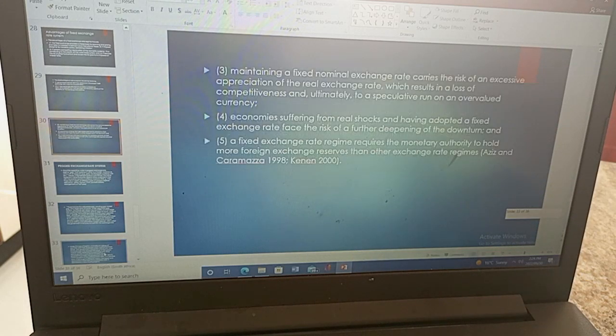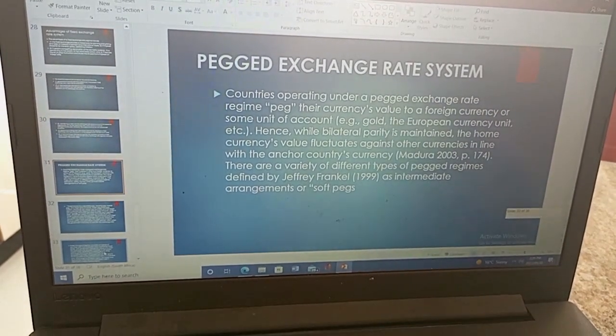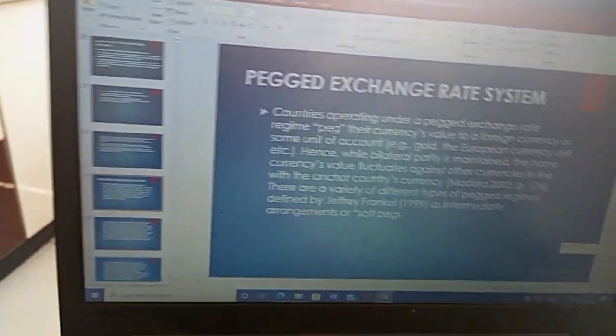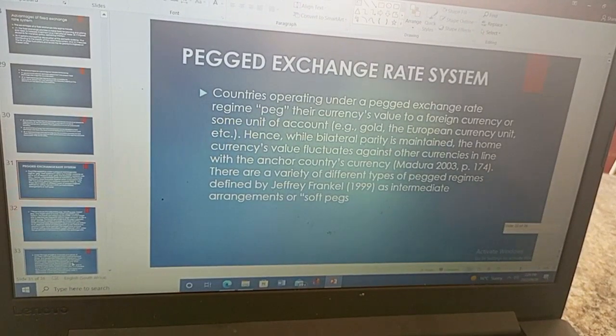Now, we're looking at pegged exchange rate system. What is a pegged exchange rate system? I do not want to talk too much and get many people confused. So, I would like us to just go over it. What is a pegged exchange rate system?